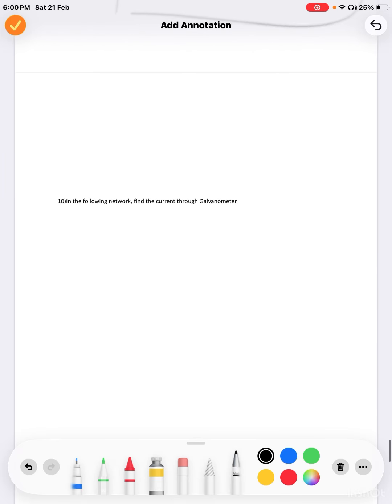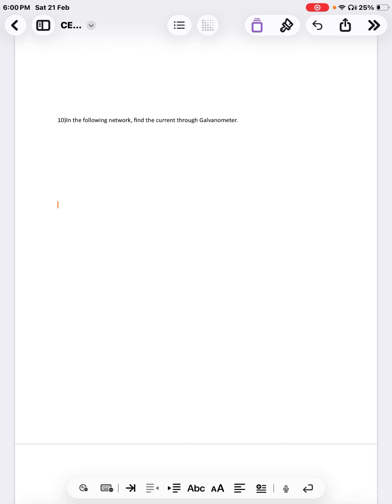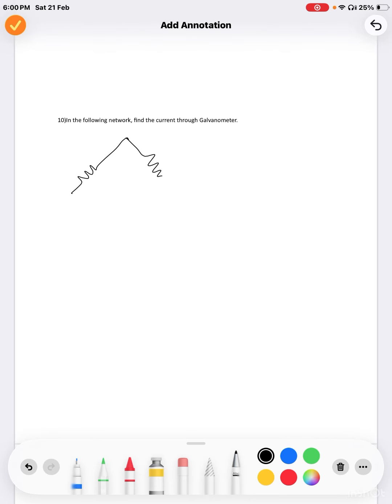So next question, they have not given the circuit. I'll give the circuit, I missed the circuit actually. So this is 10 ohm, this is 20 ohm, this is 15 ohm, and this one is 5 ohm.